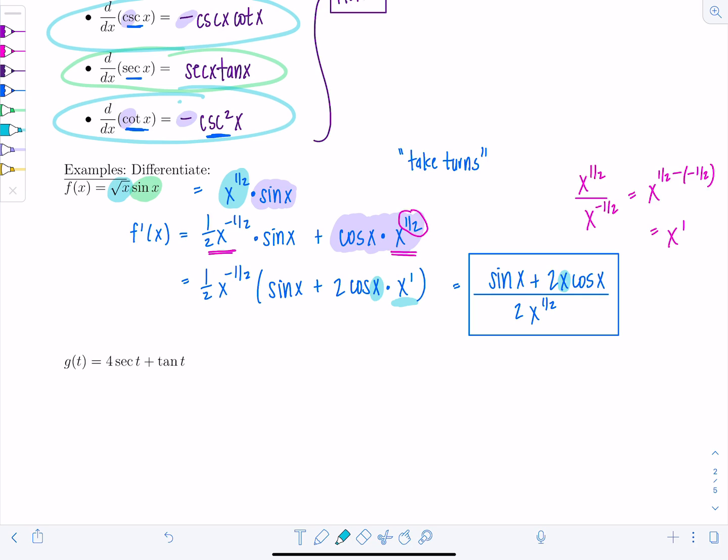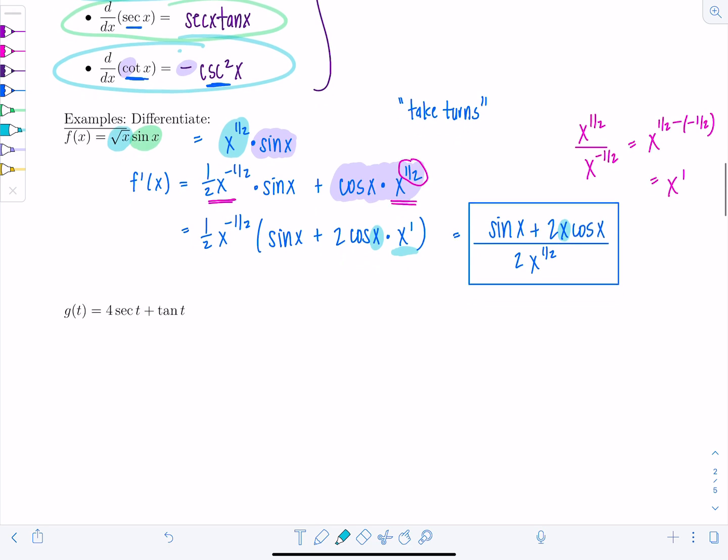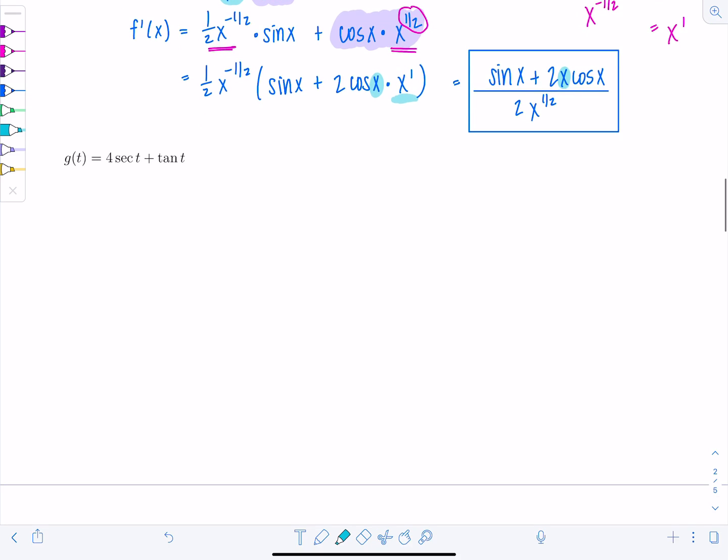All right, good. Let's try another. That was so fun. So g of t equals 4 secant of t plus tangent t. Okay, so g prime of t. Remember, the constant just comes along for the ride. What's the derivative of secant t? Do you remember? It was only a few seconds ago, perhaps not. Secant t times tangent t. Plus, what's the derivative of tangent t? Did you say secant squared t? Correct. Secant squared t. Love it.